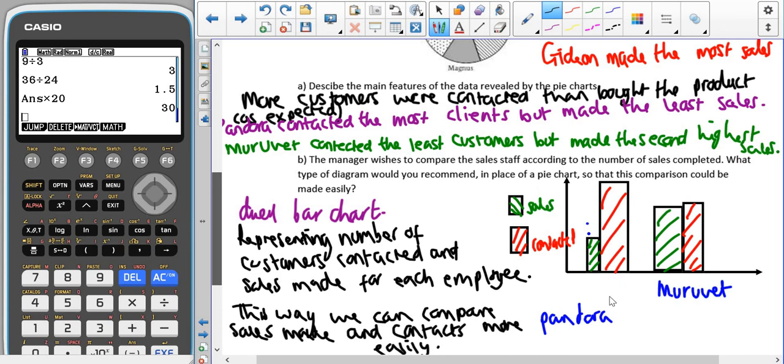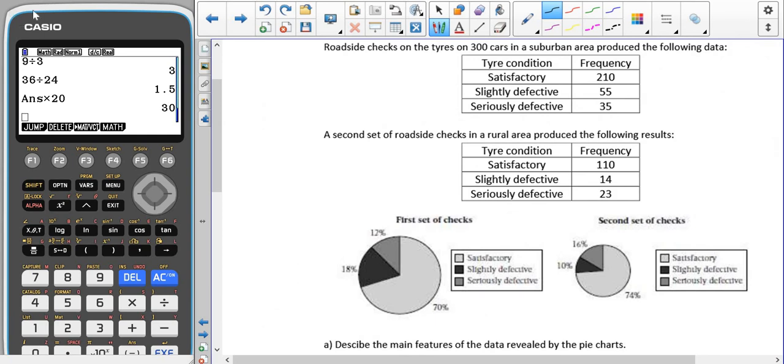Because you can easily see here that even though Pandora did contact a lot of people, she didn't make many sales. However, Mervet contacted fewer people, but made sales to almost everybody that they contacted. And you could have that going on for each of the other 3 employees. So it's a good idea now to pause the video and give the Now You Try question a go.